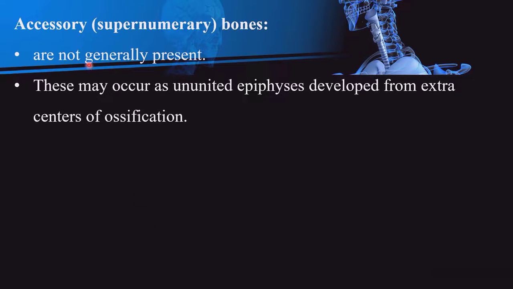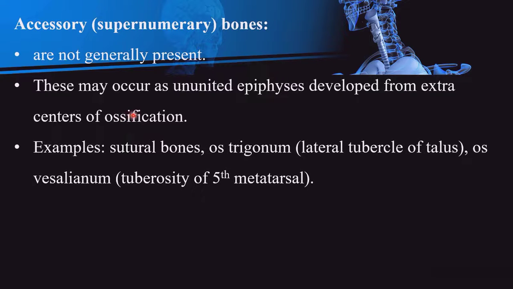Now let's talk about accessory or supernumerary bones. These bones are not generally present. They are believed to develop from an extra center of ossification and occur as ununited epiphysis. These bones are often mistaken for fractures as they may appear just as pieces of bones. These bones are often bilateral, that is found in both sides of your body, right and left, and have smooth surfaces without any callus. Callus is the thickened part of any soft tissue. You will come across this word very commonly in your pathology under the topic fracture repair.